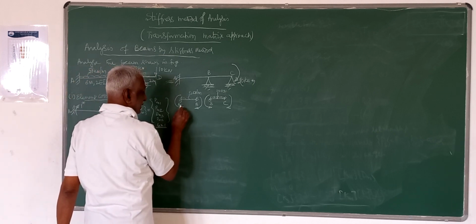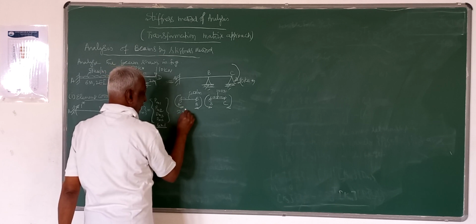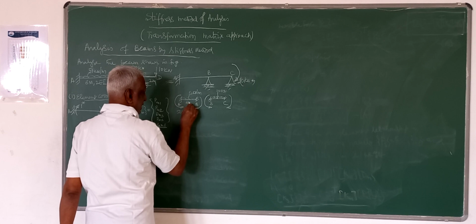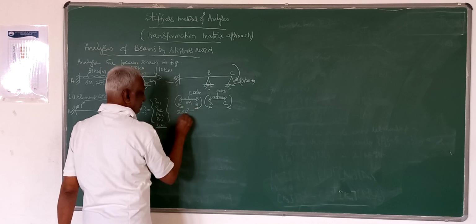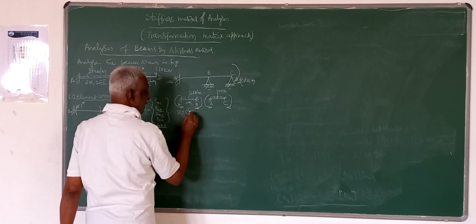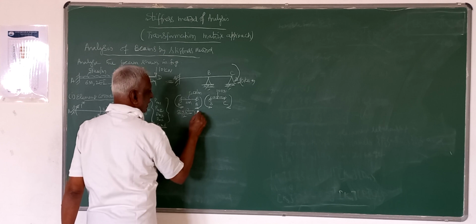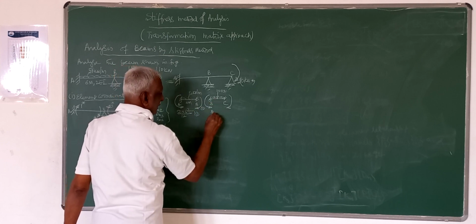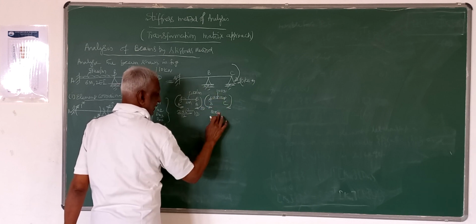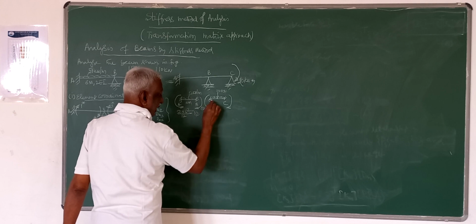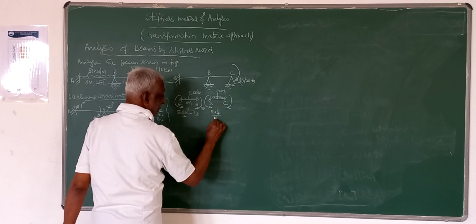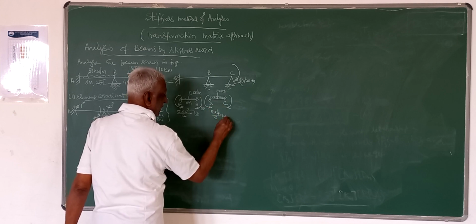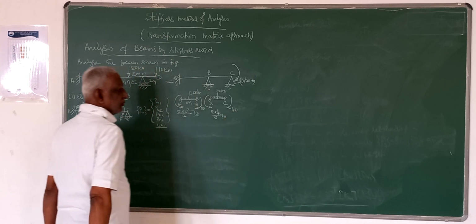And this equivalent joint moment will be WL squared by 12, and the span is 6 meters, that is 50 into 6 squared by 12, that is equal to 150. Here also it is 150. Here it is WL by 8 because it is a concentrated load. With L as 4 meters, WL by 8, that is 40. Here also it is 40.